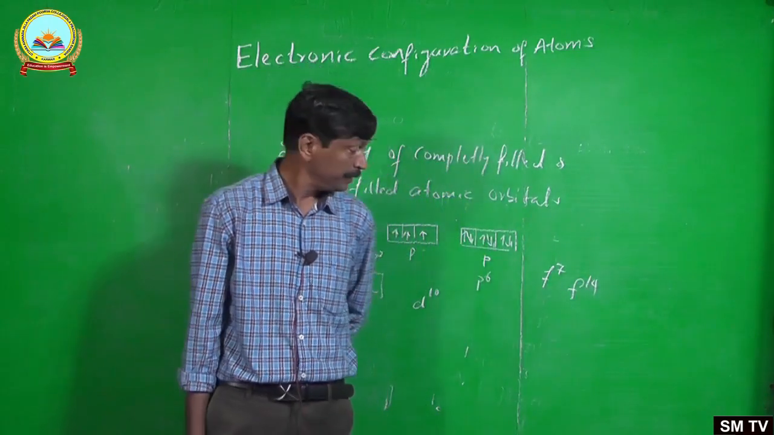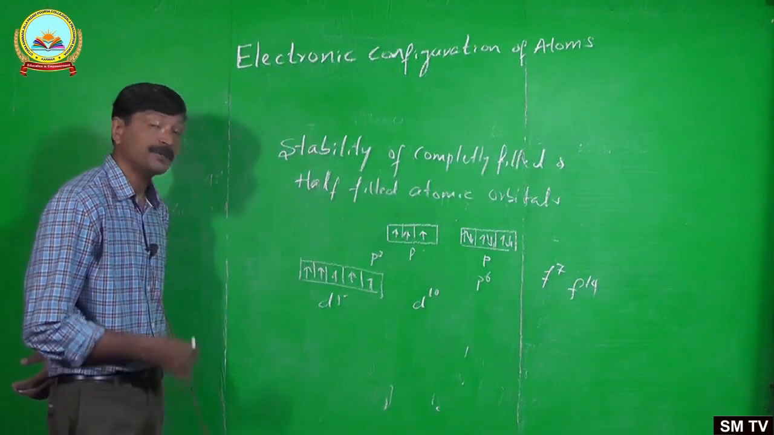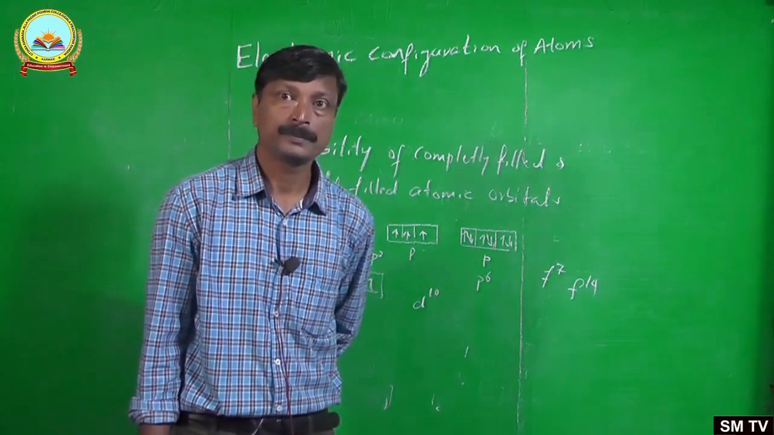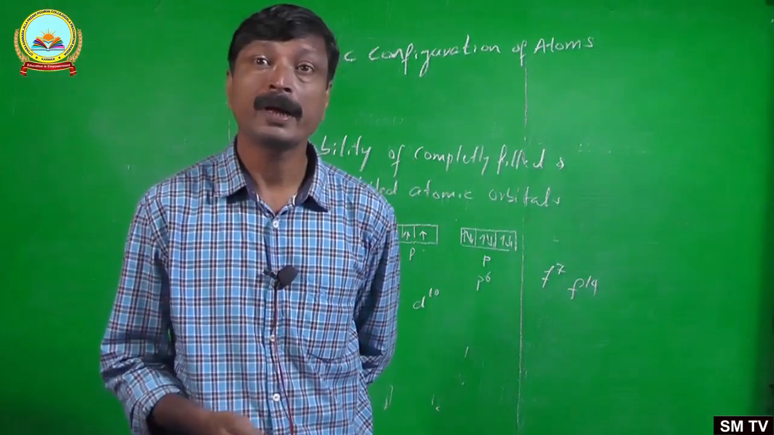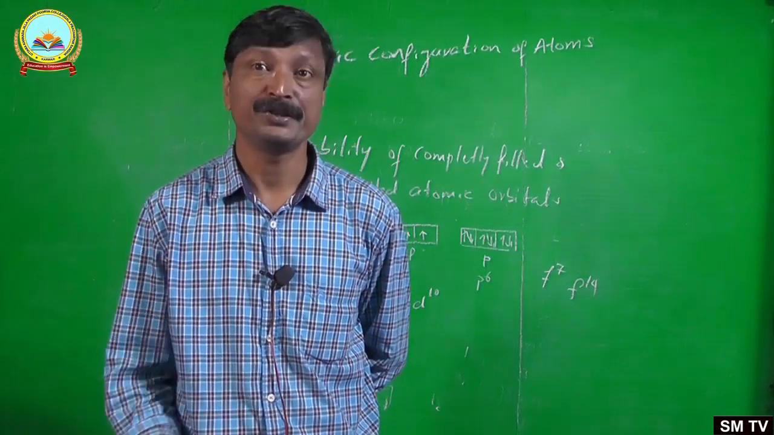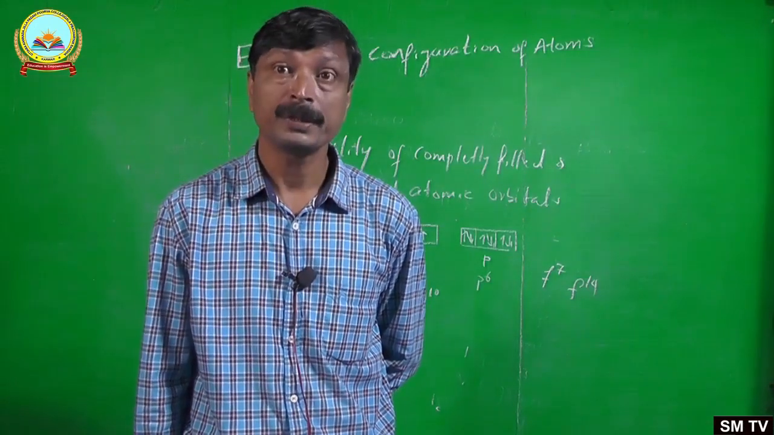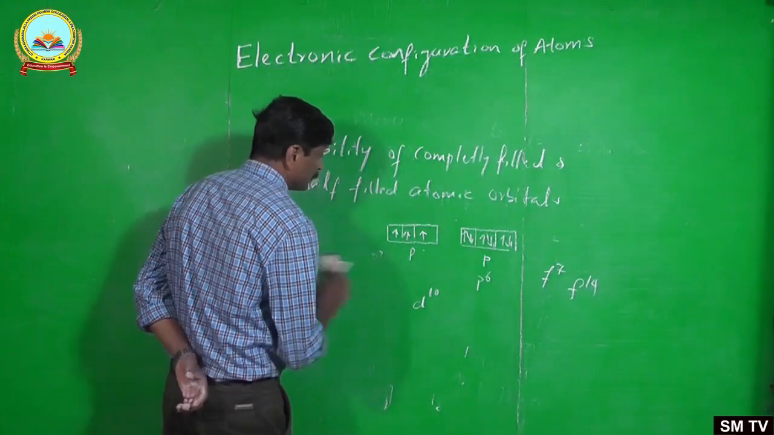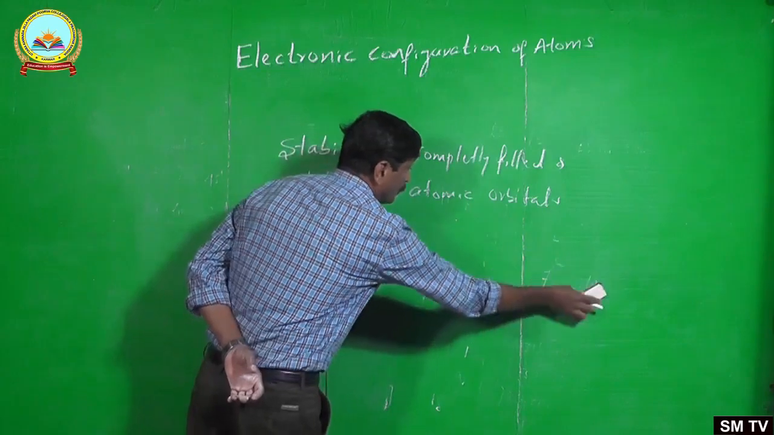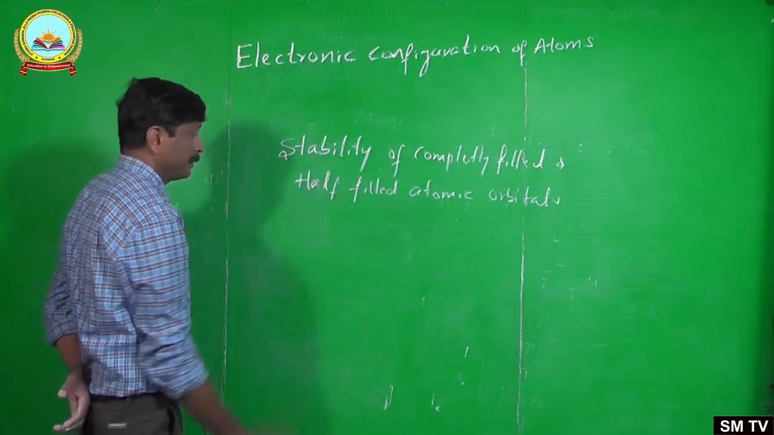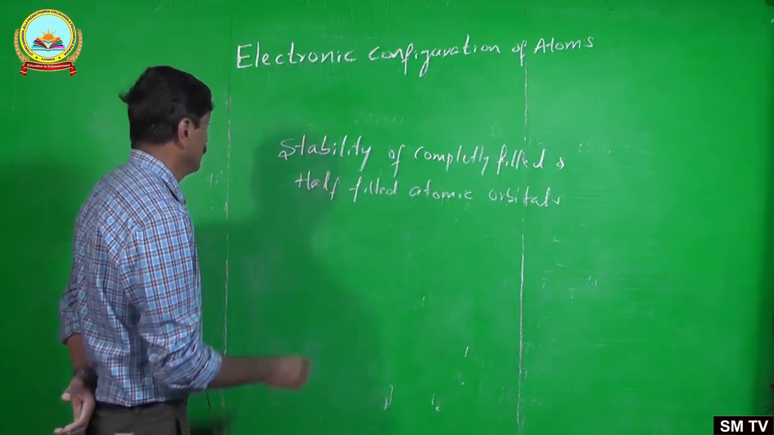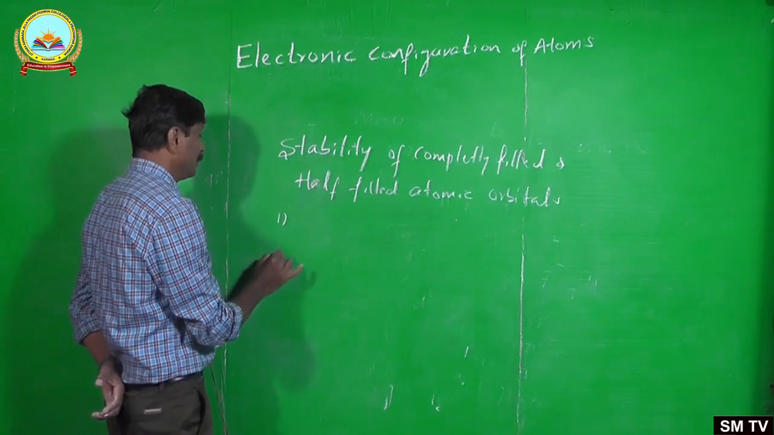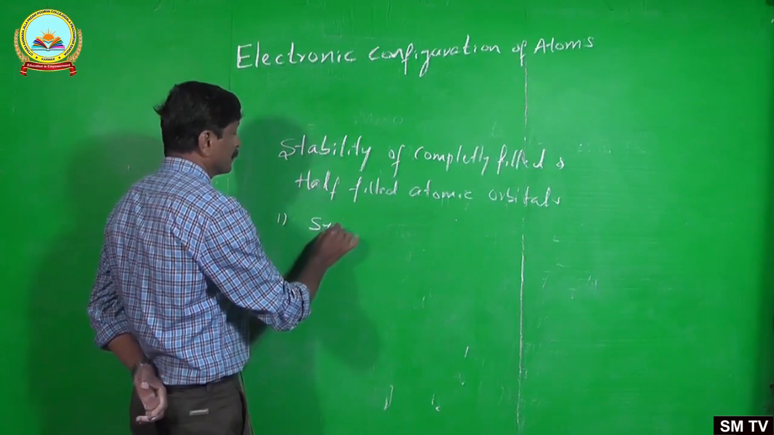Now, these configurations have extra stability. Stability means they have lower energy, and because of that the stability is more. Why is it so? There are mainly 2 reasons why they have more stability. One is symmetry.